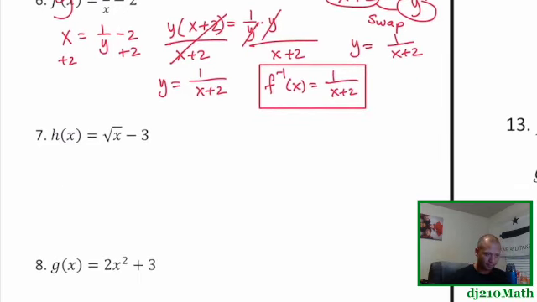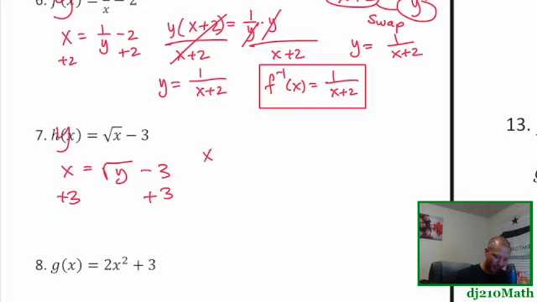Number 7. h of x is equal to the square root of x, all minus 3. So change it to y. Swap x and y. And then isolate y. So adding 3 to both sides, we get x plus 3 is equal to the square root of y.